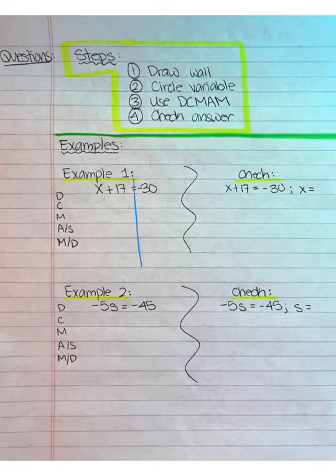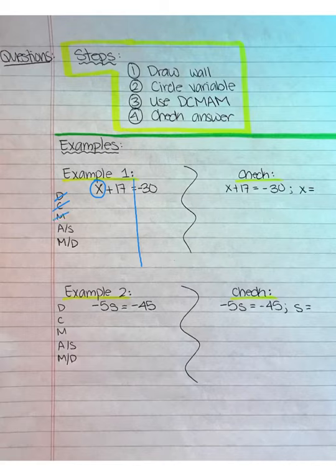Next, it says for us to circle our variable. Our variable is x, and it is right here. So my question is, is your variable by itself? No, it's not. It's next to that plus 17. So we want to move that plus 17 to the other side. And how we're going to do that is by using our DC MAM. Again, good thing we don't have to distribute, we don't have to combine, and we don't have to move.